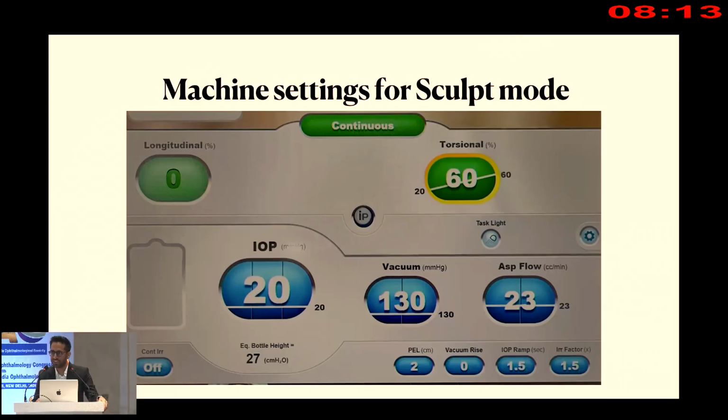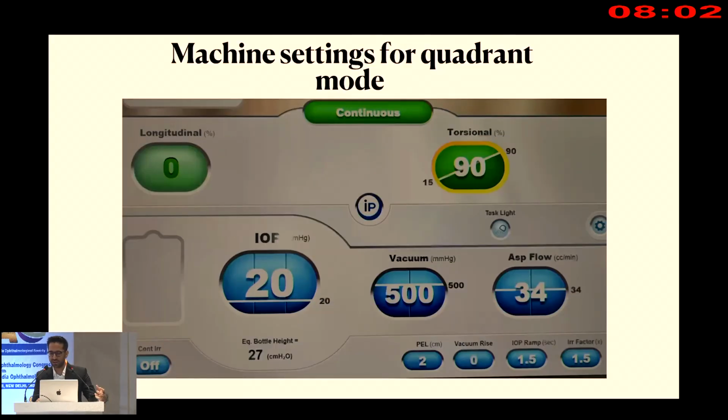My machine settings would be that I usually use a low IOP of 20 to 24, physiological IOP, with a low vacuum and aspiration flow rate. In this case, the cataract was on the harder side. So for the quadrant, I usually increase the vacuum, and as Dr. Vasavada says, you can also keep the aspiration flow rate low.